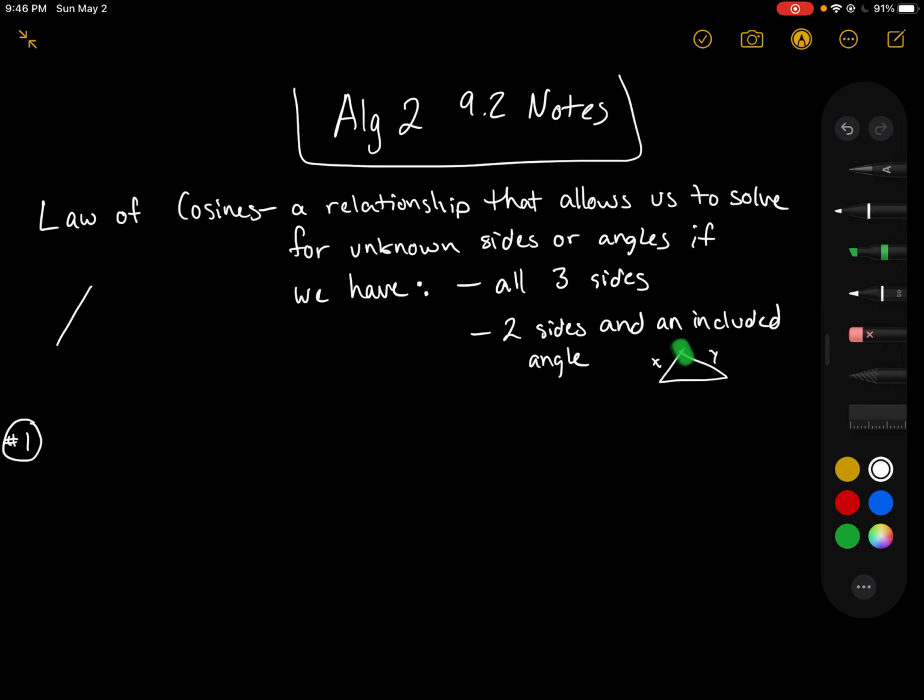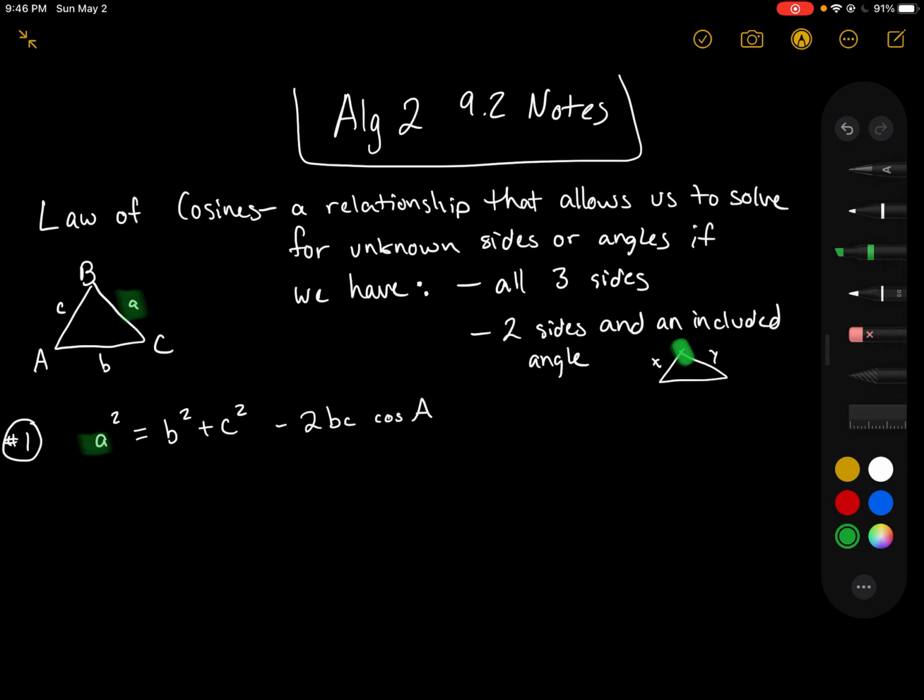So the law of cosines here actually has three different options, and the options just depend on what you're given, but all three of these work. Just a different arrangement of A, B, and C. First things first, we're still using our same ABC triangle, and within this triangle the relationships are as follows. We have a squared equals b squared plus c squared minus 2bc times the cosine of A.